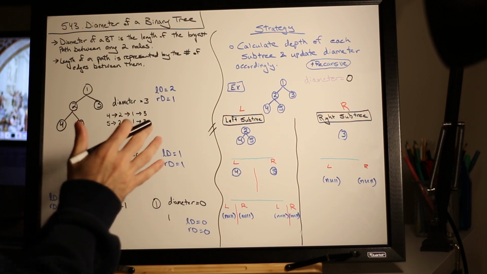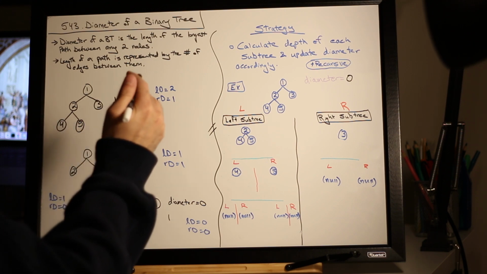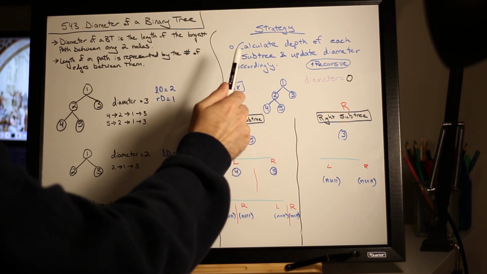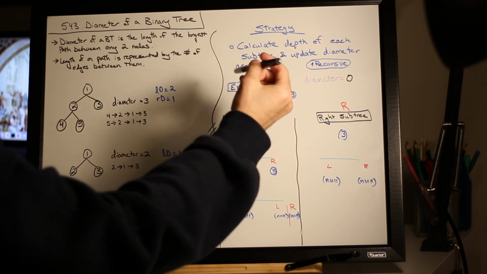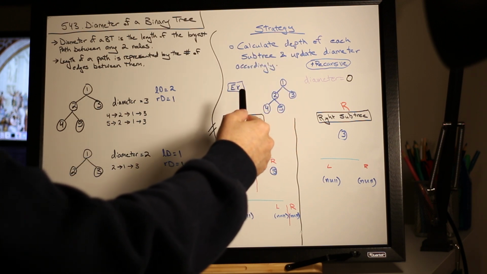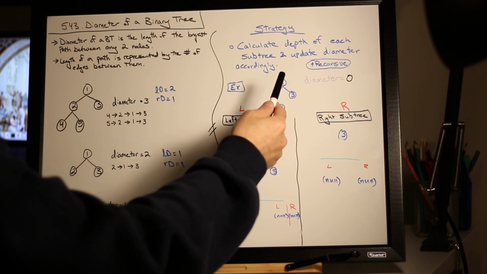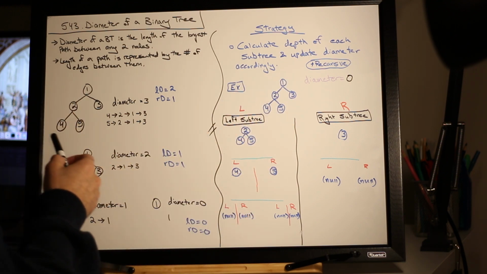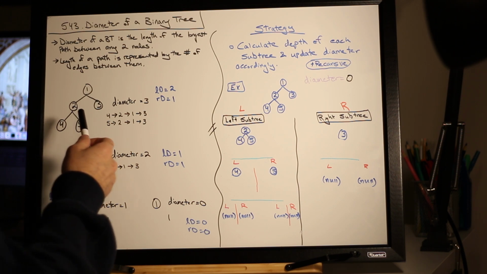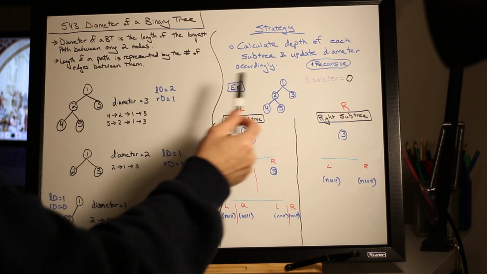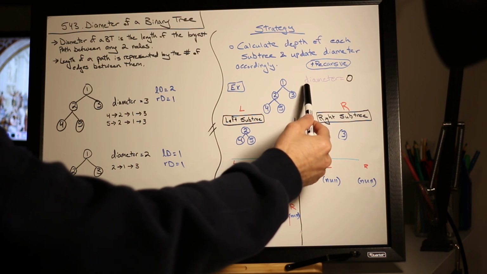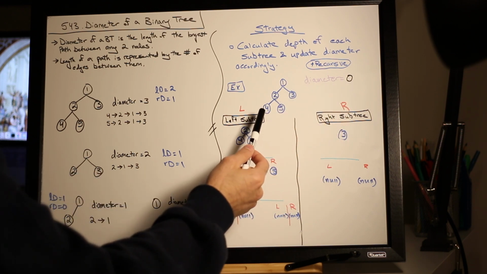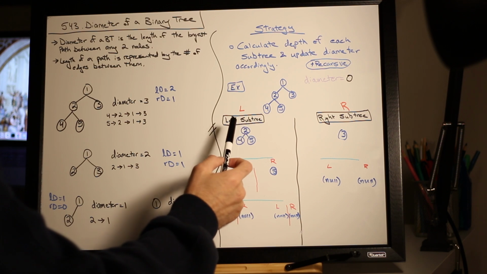Now that we have a firm grasp of what's going on here, we can implement our strategy, which is going to be just calculating the depth of each subtree and updating the diameter accordingly. We're going to be implementing this recursively, and the example we're going to do is just what we had here as the first LeetCode problem, and we know what to expect. First step is going to be initializing the diameter to 0. Then we're going to be making our left and right recursive calls.